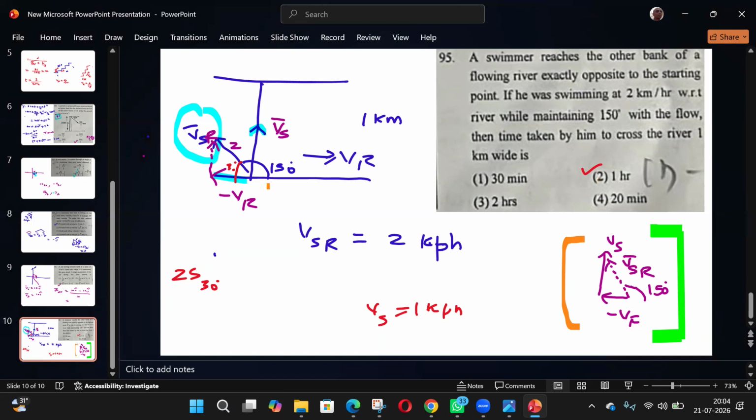Another thing is, the swimmer is actually taking this path. That is the path seen by the person standing here on the bank or the ground. Whatever he sees is the velocity of the swimmer with respect to the ground. So by default it is ground, and I have not put G here. VS means velocity of the swimmer with respect to the ground or the bank.